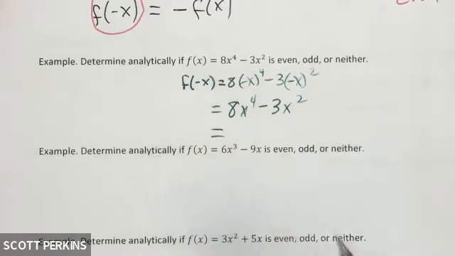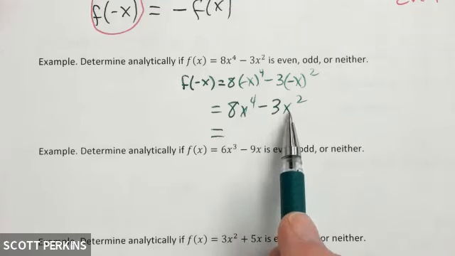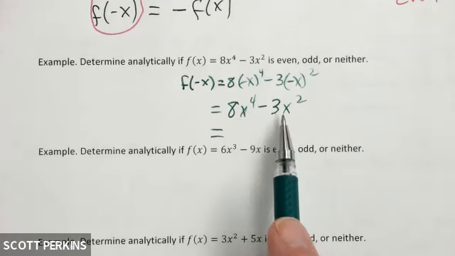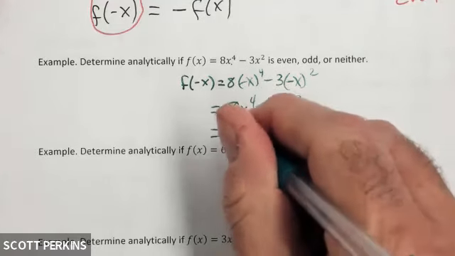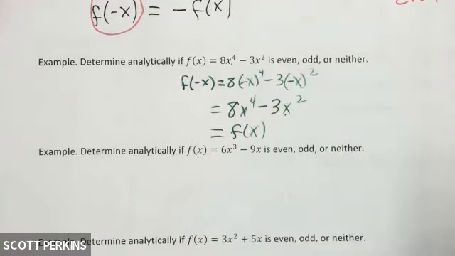And then the question is, is this the same thing I started with? Is it the opposite or is it neither? It's the same, 8x to the fourth minus 3x squared. So that's equal to f of x. It's the same thing. That's why that's even.